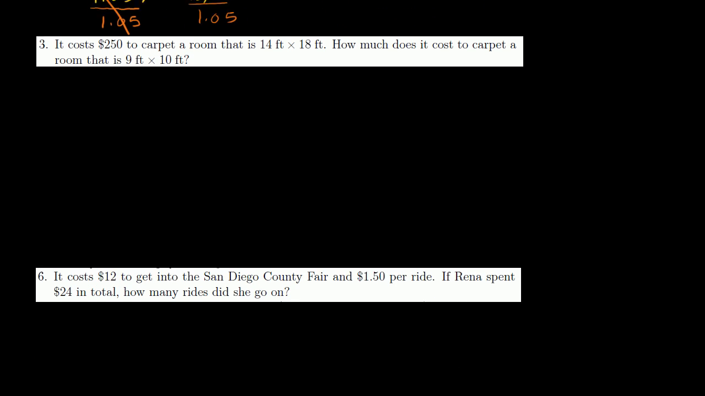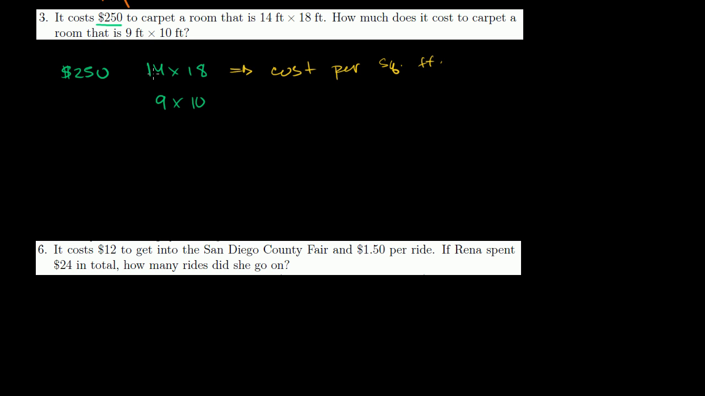Let's do this next one. It costs $250 to carpet a room that is 14 by 18. How much does it cost to carpet a room that is 9 by 10? And the units here are feet. Well, in case you have never carpeted a room, you normally carpet a room by the amount of area the room is, or the square footage of the room. So what we could do is use this information up here to figure out how much it costs per square foot.